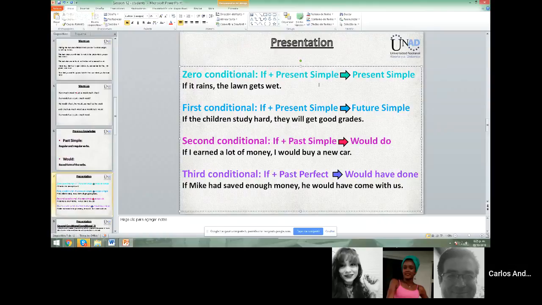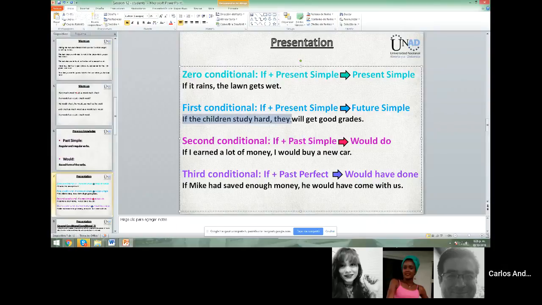So let's remember something. What is the conditional zero about? When you use the zero conditional, it basically describes a universal fact, something that happens every time, a regular action. So every time that it rains, the lawn gets wet, something that is true. Okay, that is what the zero conditional is about. Let's go with the first conditional.